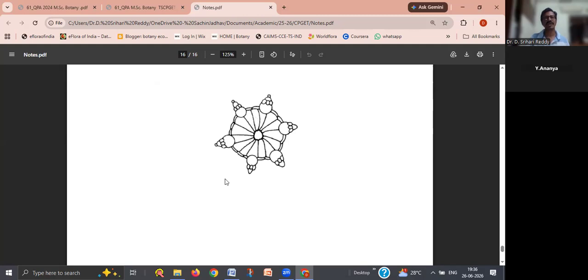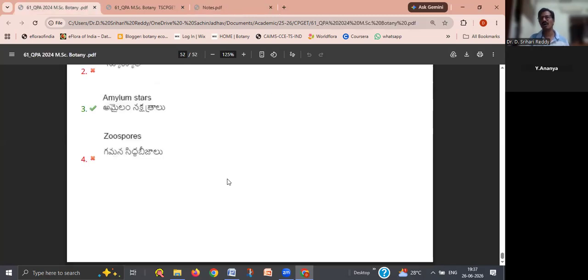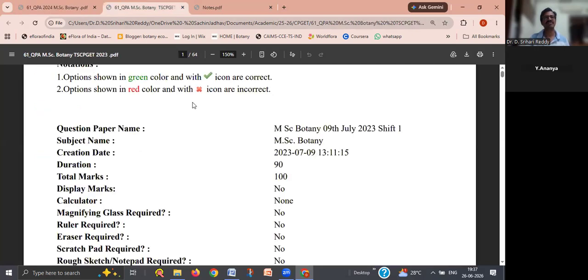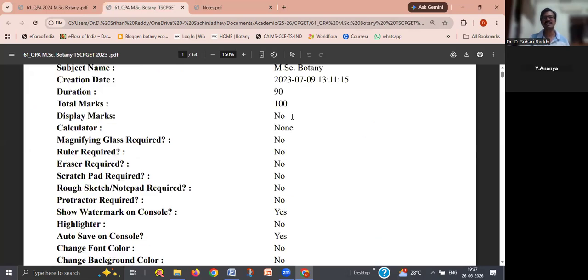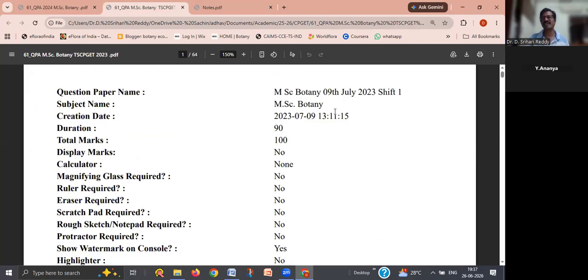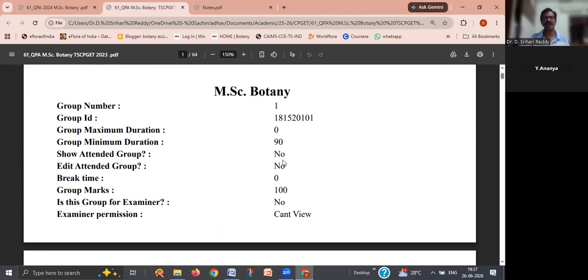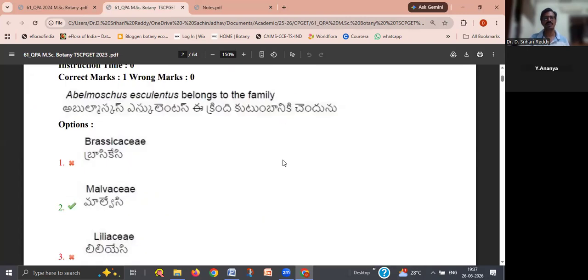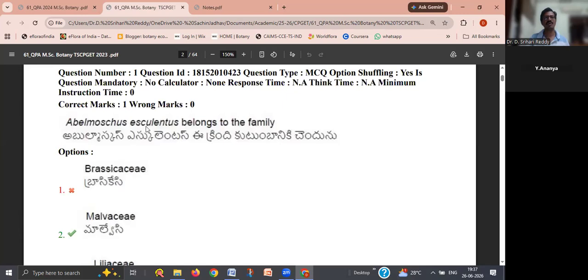Okay, next. So this is all about the 2024 paper. Okay, PG, M.Sc Botany entrance question paper. So next we'll move to another paper, that is the 2023 M.Sc Botany entrance question paper. So here you see the question is Abelmoschus esculentus belongs to the family... To which family? Abelmoschus, it is also called lady's finger, bendakai.